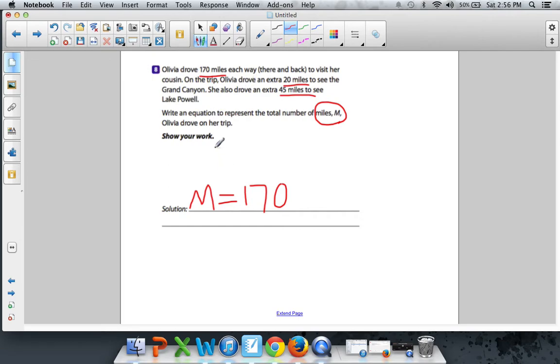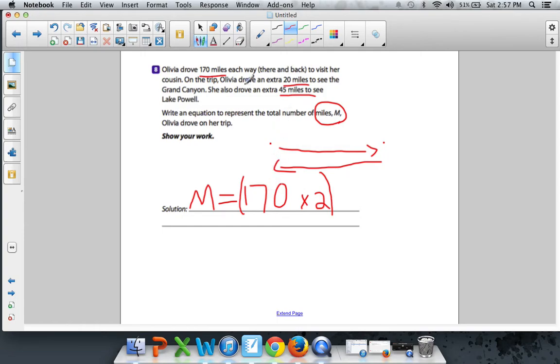Okay, so look, wait. I don't think this is 170 all by itself. Because think about it. She lives here, and her cousin lives there, and then it's 170 there, whoop, and then it's 170 back, whoop, like when she goes back home. So this isn't just a 170, is it? It's two 170s. So it's 170 times 2. And then go ahead and put that in parentheses. Why? Because it's multiplication, and you do multiplication first. That's something we should learn, okay?